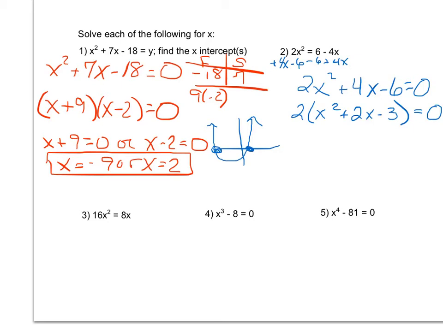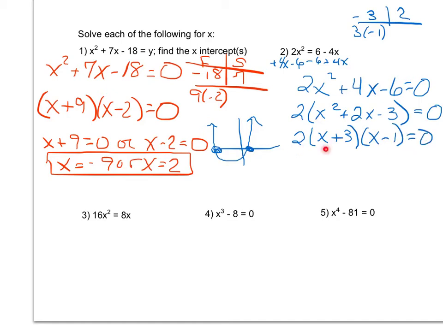As you may remember from our previous unit, even after I take a GCF out, oftentimes I can factor more. This is one of those cases, because if I'm trying to come up with two numbers that multiply to be negative 3 and add to be 2, I can do 3 and negative 1. So this is going to become 2 times x plus 3, x minus 1 equals 0.